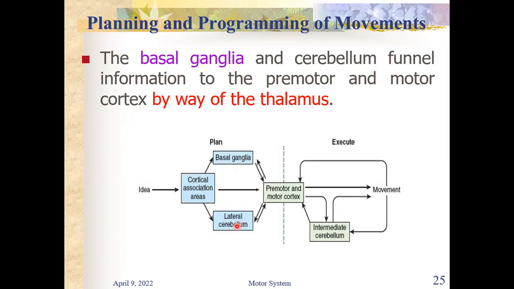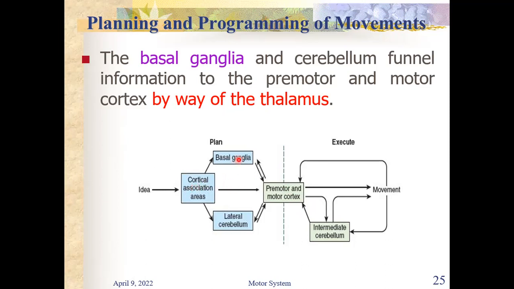So that's why I said here, the basal ganglia and cerebellum funnel information to the premotor and motor cortex by way of the thalamus. You can see the premotor cortex is here. The cortical association areas are here. Those areas outside the primary motor cortex, like the prefrontal area, they are there to conceive the idea. They have the motivation for the movements. They plan the movements. They have the concept of the type of movement to take place, okay?